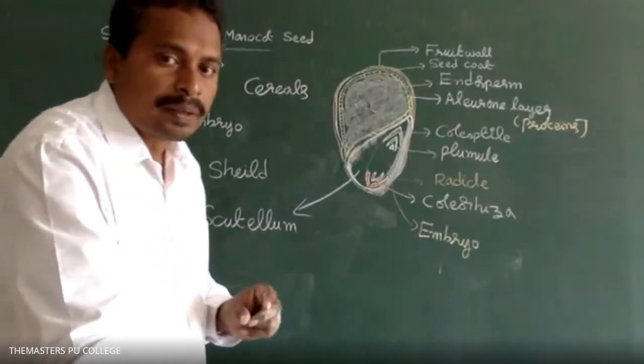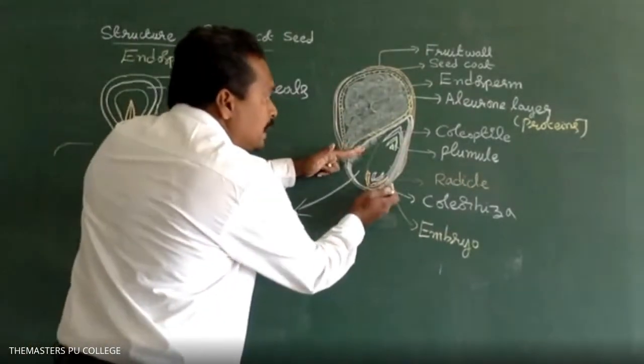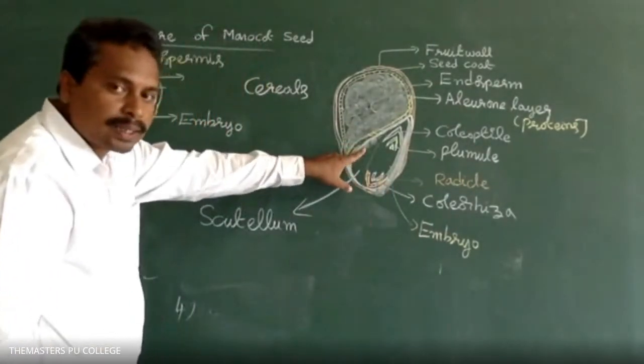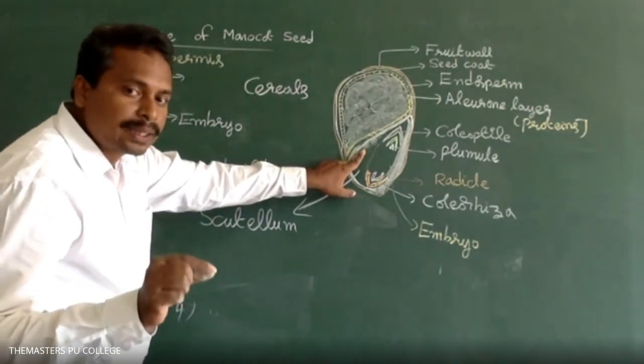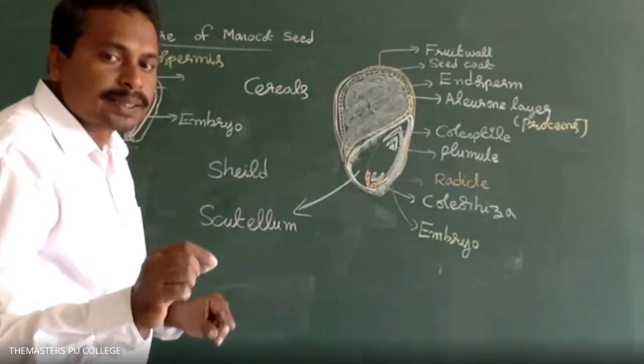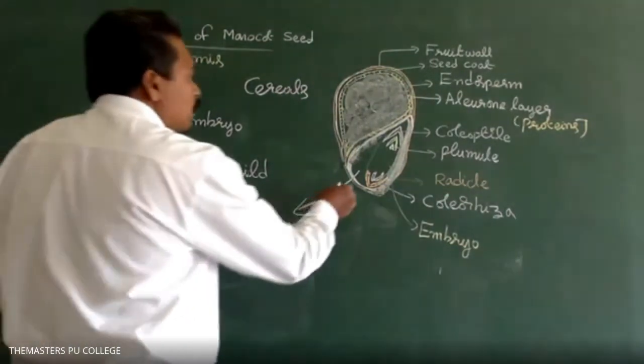Sir, can you repeat the definition of scutellum? Shield-shaped cotyledon is present in a monocot seed. Shield-shaped cotyledon is present in a monocotyledon seed. That is called scutellum.